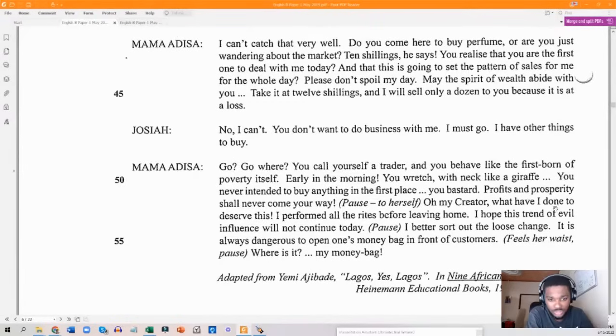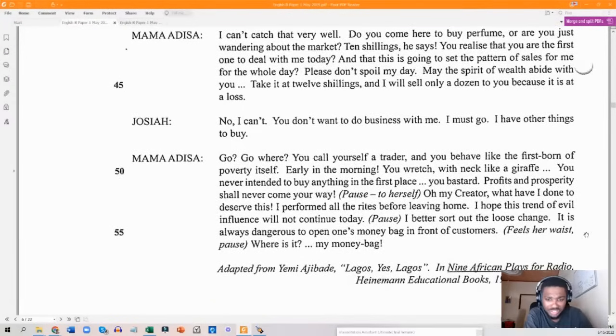Pause to herself. Oh, my creator, what have I done to deserve this? I performed all the rites before leaving home. I hope this trend of evil influence will not continue today. Pause. I'd better sort out the loose change. It is always dangerous to open one's money bag in front of customers. Feels her waist. Pause. Where is it? My money bag.